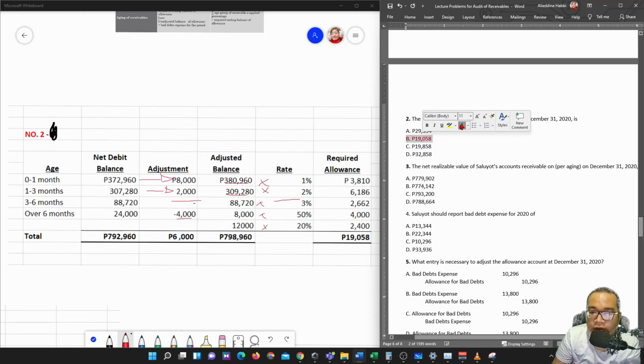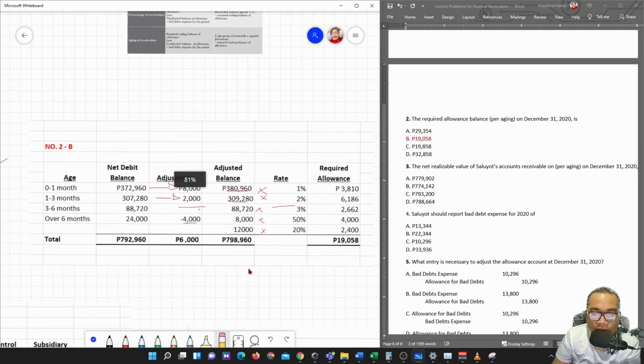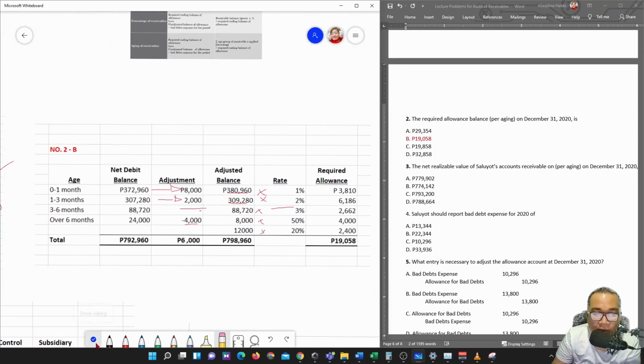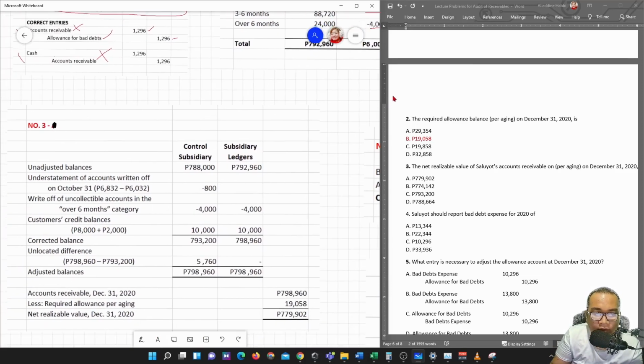So, sa next tayo. Madali lang. Basta na-explain, basta naintindihan nyo yung given, madali na lang yun siya. So, saan tayo next? Number 3.